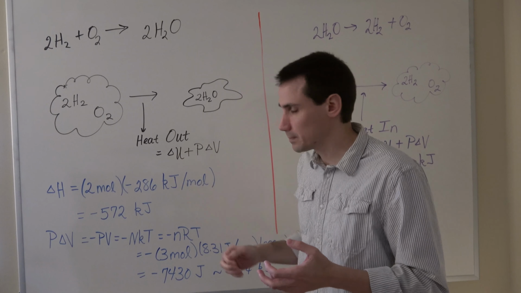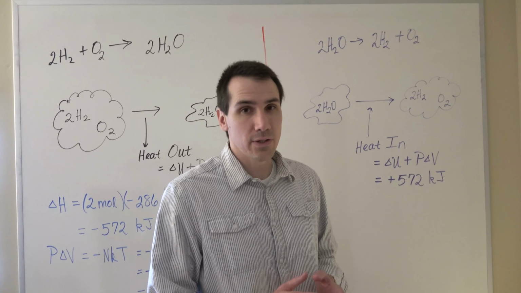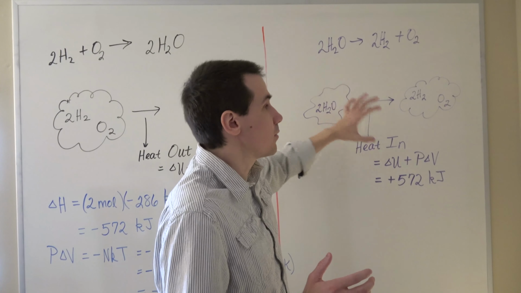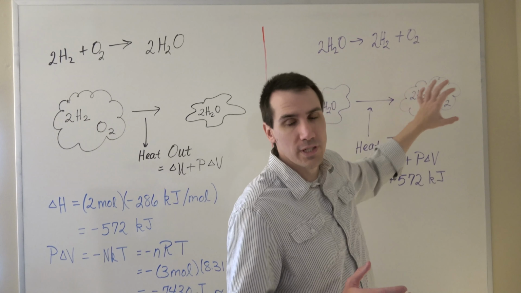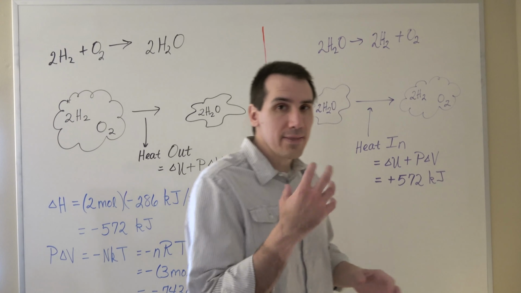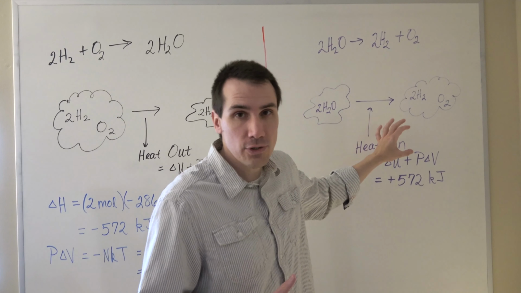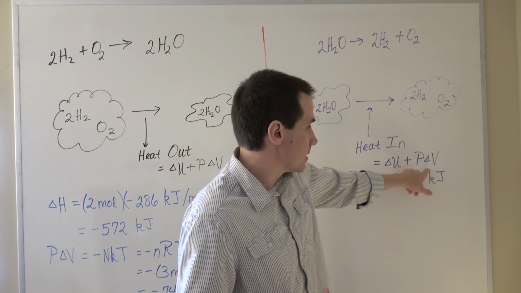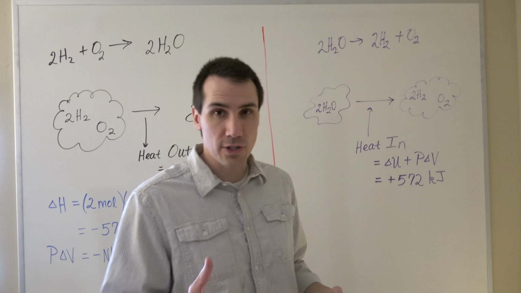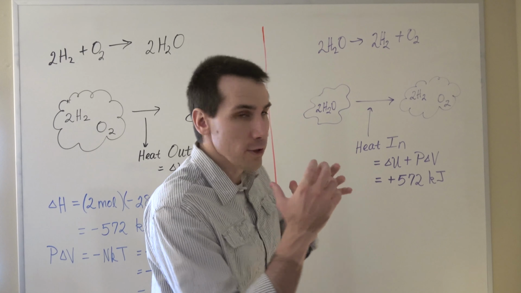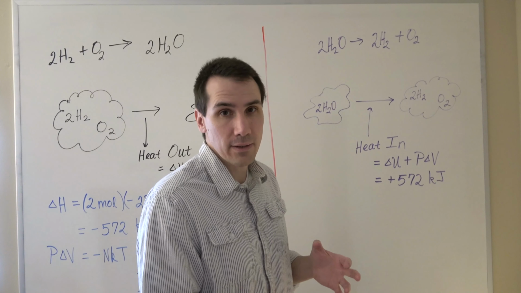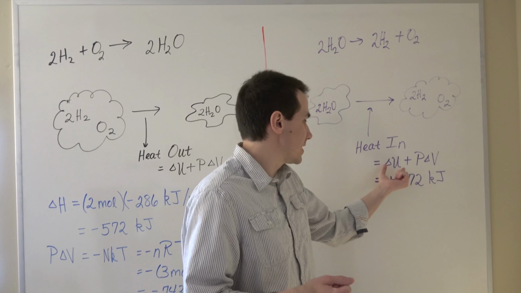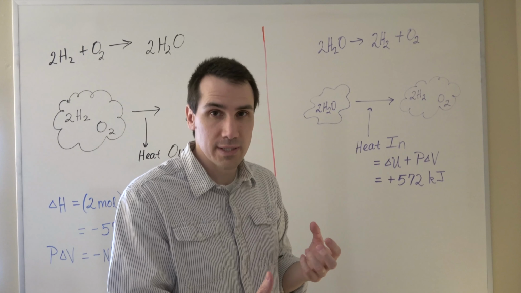Now let's consider what happens if we have water as a liquid and we want to turn it into hydrogen and oxygen gas. In this case, we need to add heat into the system, and that heat is equal to delta U plus P delta V. Again, that is our change in enthalpy. And there are 2 reasons that we need to add the heat in. One, we need to break the bond between the hydrogen and oxygen. That's going to go into delta U, the change in the energy of the system.